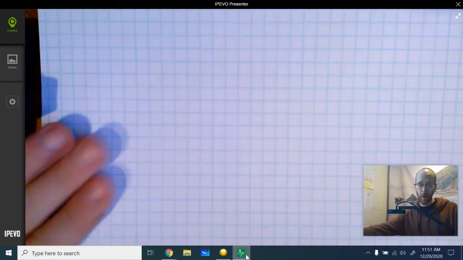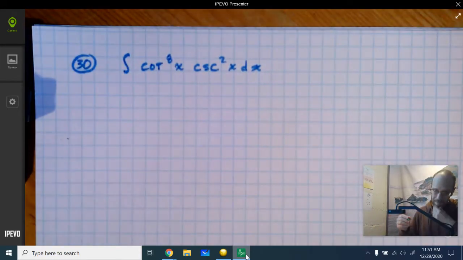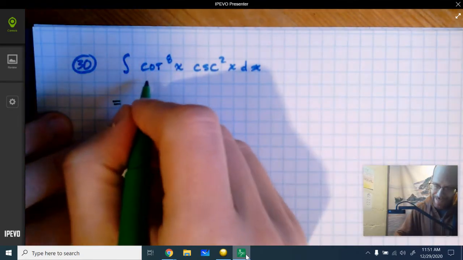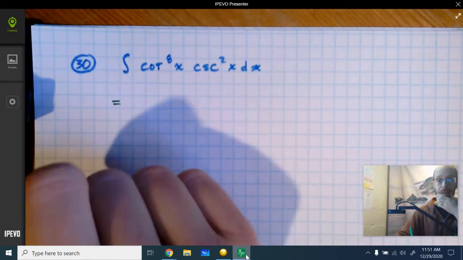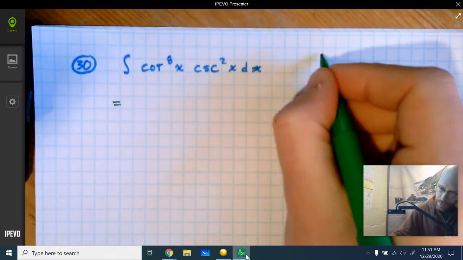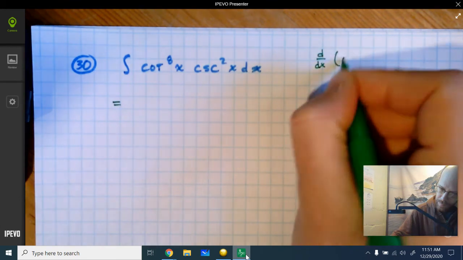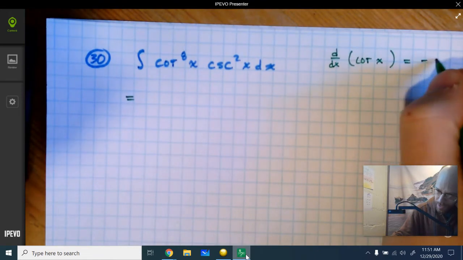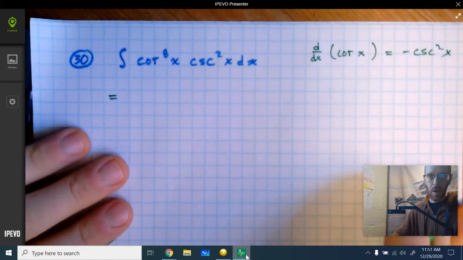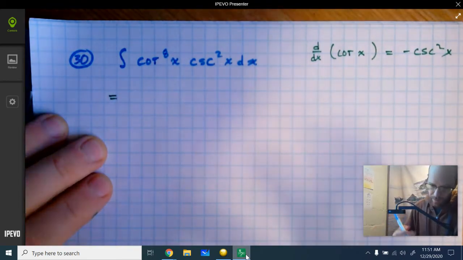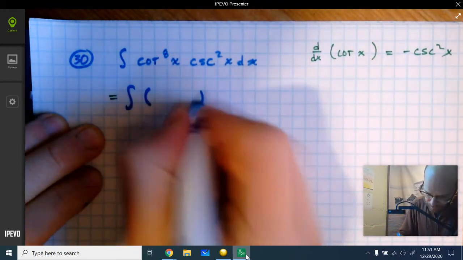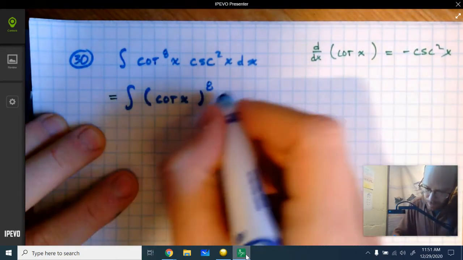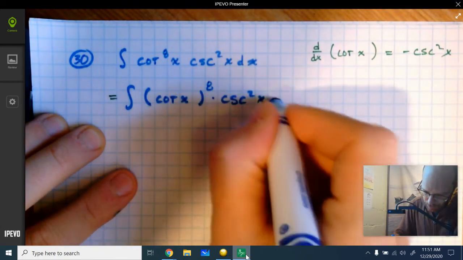Let's continue. I'm going to do two more. Number 30 looks like this. Now I see that I'm asked to take an antiderivative that has a cotangent and a cosecant. And I know those go together. And I'm thinking that the derivative of cotangent is negative cosecant squared x. So it might make sense to think of this as being written this way. Cotangent to the eighth, and then here's the leftovers.